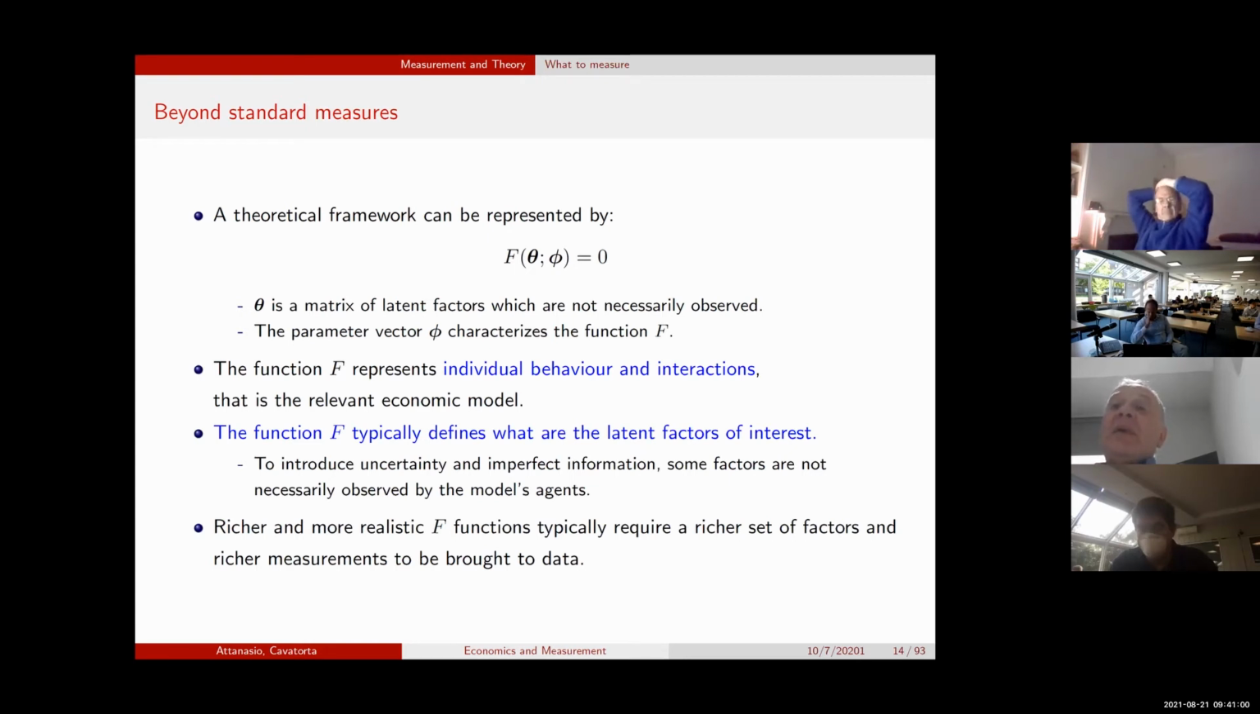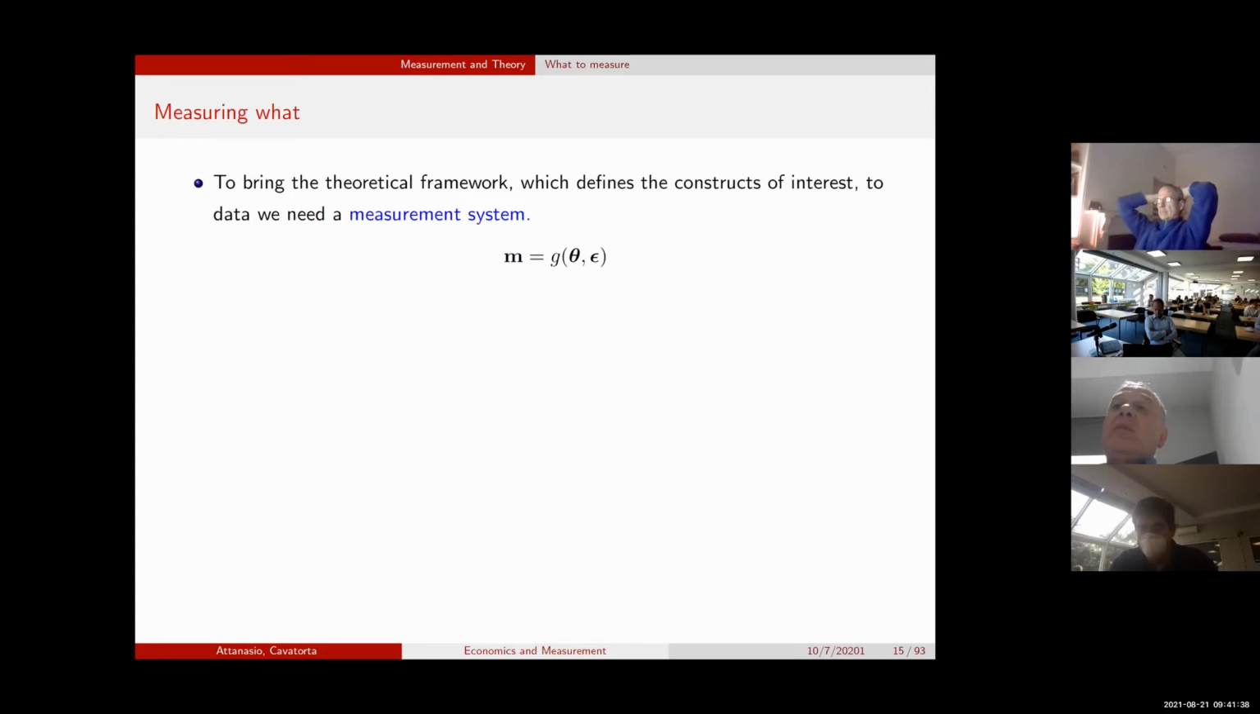The function f typically defines what are the latent factors of interest. And we can make f flexible and rich in a way. That was the Gul-Pesendorfer theory. You can incorporate people's mistakes. You can incorporate imperfections and the quality of information that people have. The issue is that the richer and more realistic f function typically requires a richer set of factors and richer measurement to be brought to data.